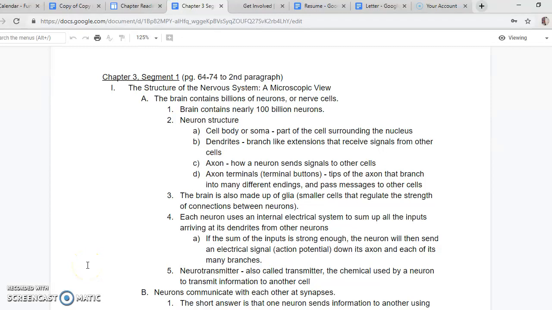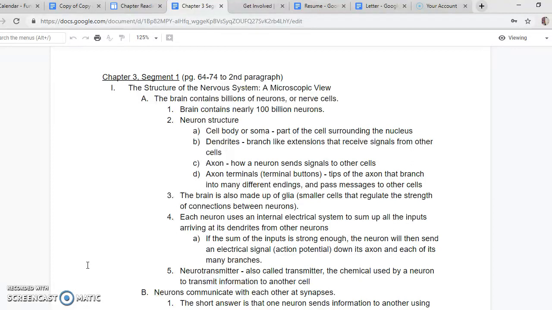Okay, so this is the Chapter 3, Segment 1 outline. The book starts off this chapter, which is the Neuroscience of Behavior chapter, by talking about the structure of the nervous system and looking at it from a microscopic view. So the brain contains nearly 100 billion neurons, or nerve cells.